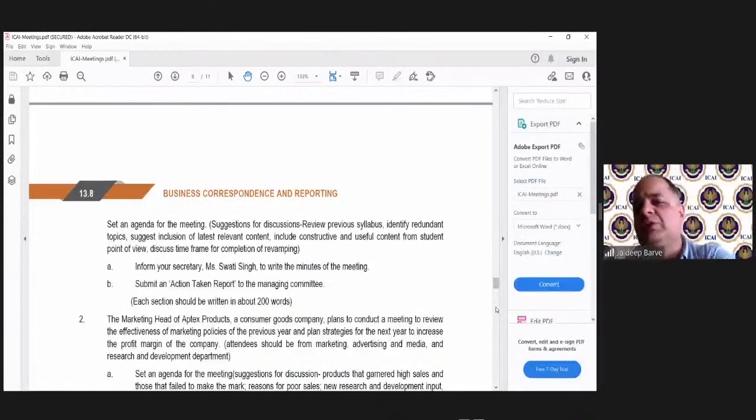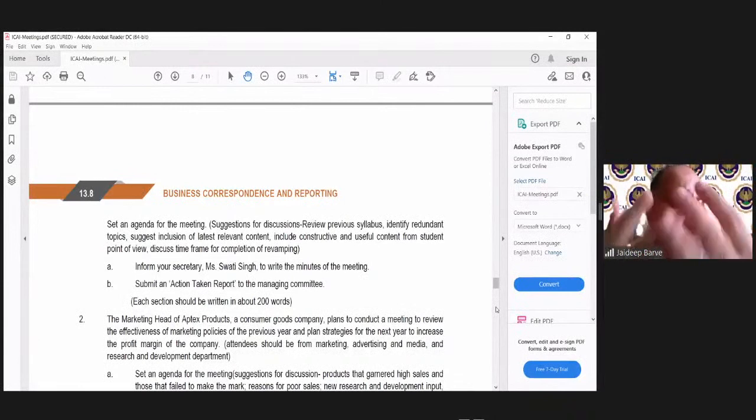Now, what the institute's study material is saying is that each section should be written in about 200 words. So for each section, please spend a good amount of time in writing. Give it a good thought. Improvise in the language, improvise in the content. Don't just do it in a hurry. What we would like to know is how much you are going to think creatively about the matters which are going to be discussed. So that's the agenda, the matters that could have been discussed, which is the minutes, and the action taken report.